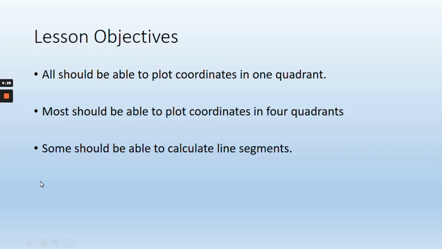Okay, so hopefully you've done those lessons. We're now going to go through the lesson objectives. All of you should be able to plot coordinates in one quadrant. That means they're all positive numbers, remember. If you've done that, well done. Most of you should be able to plot them in 4 quadrants. That's using the negative numbers. If you've gone over to the left or you've gone down, you have hit that lesson objective, so well done.